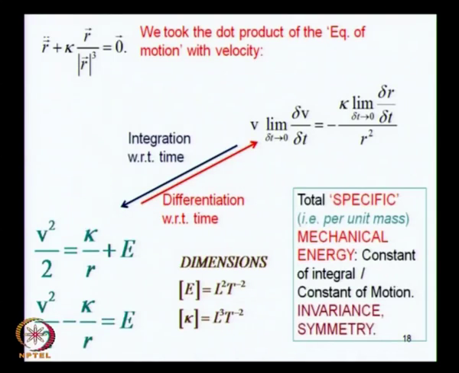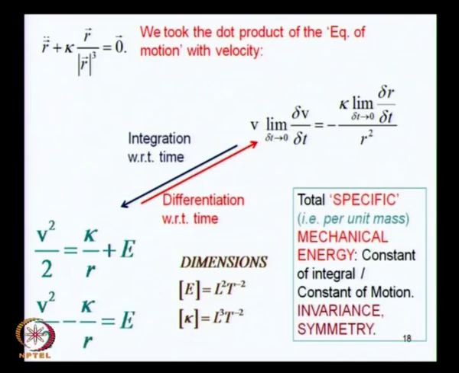So this is what is called the specific mechanical energy, which is energy per unit mass. So rather than the energy itself, I will be dealing with what I shall refer to as the specific mechanical energy, and for those who do rocket science, this is a more common term to use.